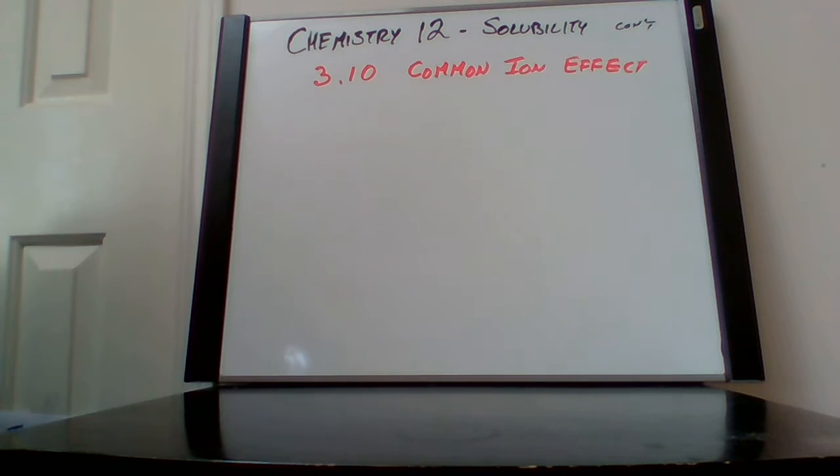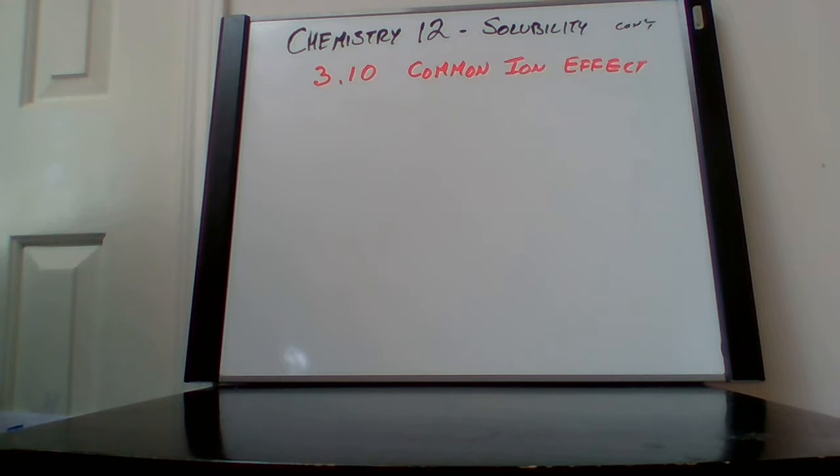All right, welcome back from that brief interlude. Moving on now to section 3.10, the common ion effect. If you're following along in the notes as I've posted in Schoology for this section, we've talked about how the solubility of a compound is the maximum amount of substance that will dissolve in a given amount of solvent at a specific temperature. And this is a constant given by KSP.